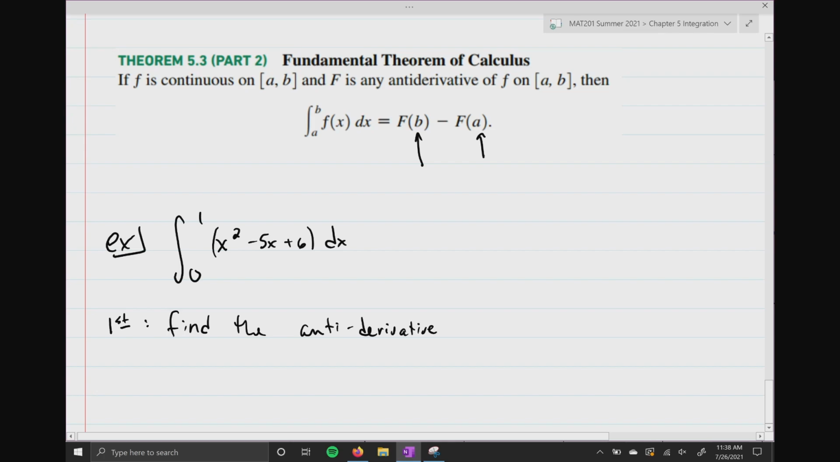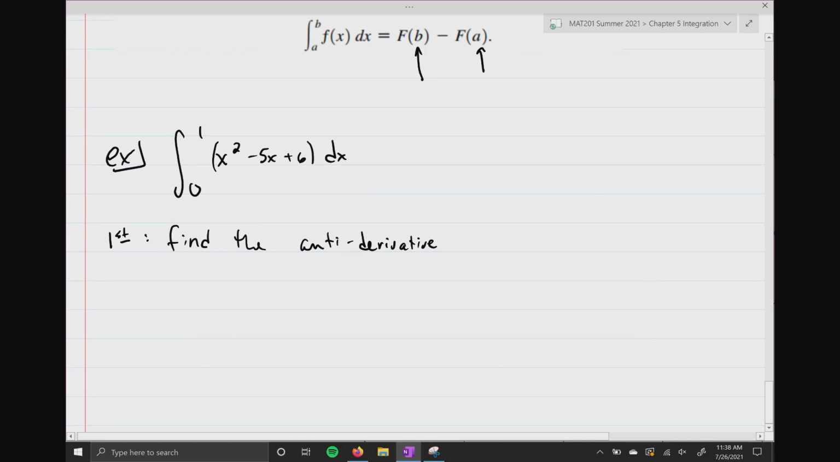The first thing that we're going to want to do is find the antiderivative. So let me just rewrite this real quick. Now I need to apply the power rule for each one of these. The power rule for x squared is going to be x to the third over 3. Remember, you add 1 to the exponent and divide by that. Minus 5x to the, well, since this is x to the first, that's going to be x to the second power over 2.